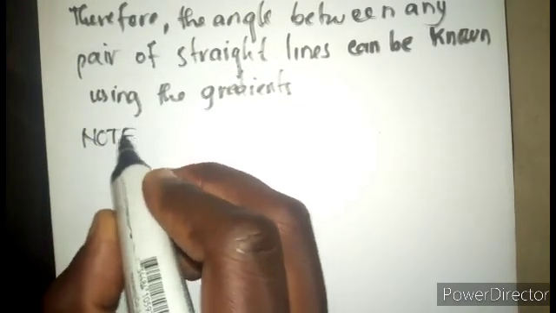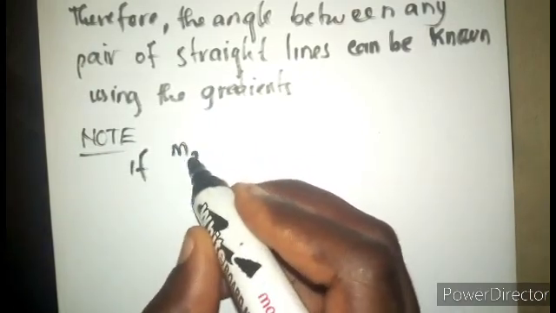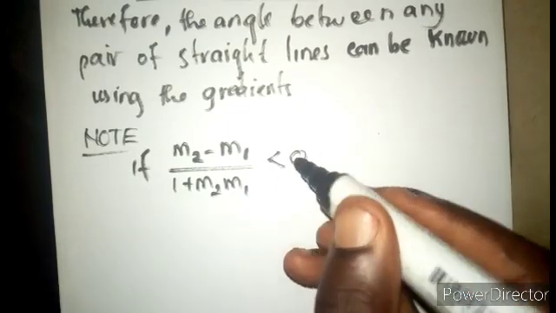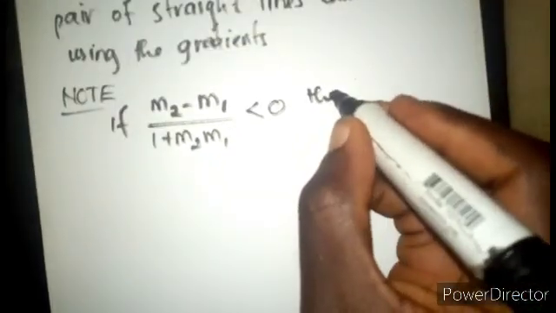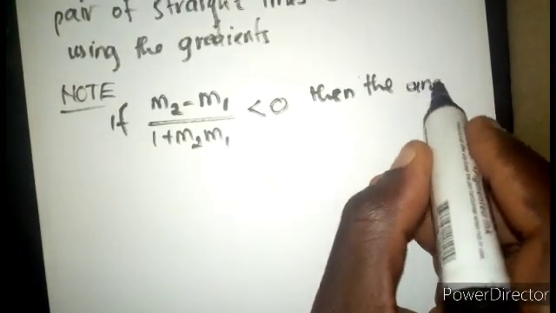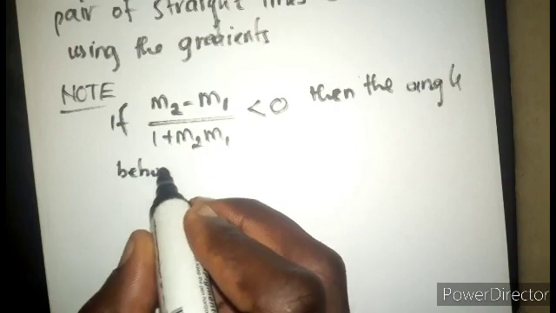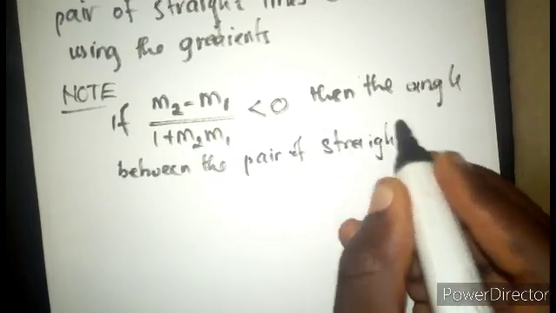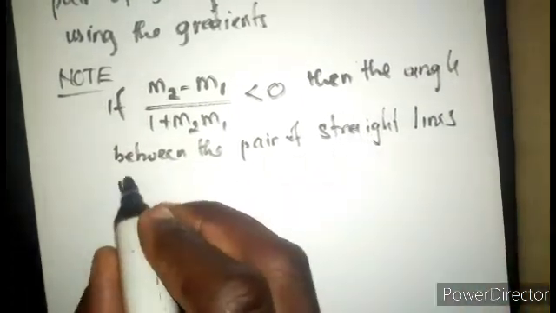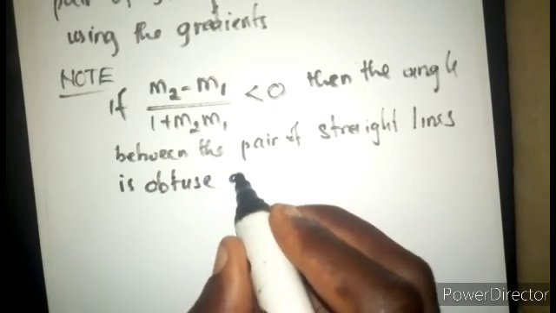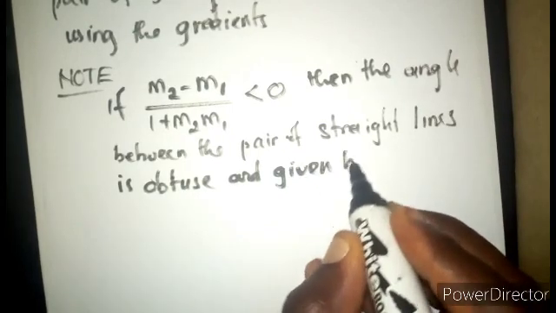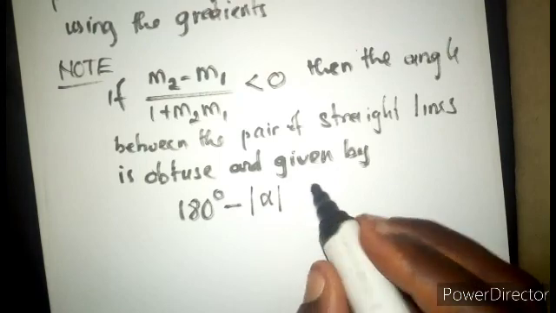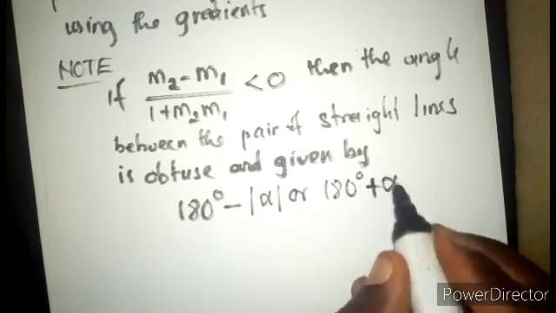Note: if m2 minus m1 over 1 plus m2 m1 is less than 0, then the angle between the pair of straight lines is obtuse and is given by 180 degrees minus the absolute value of alpha, or simply 180 degrees plus alpha.